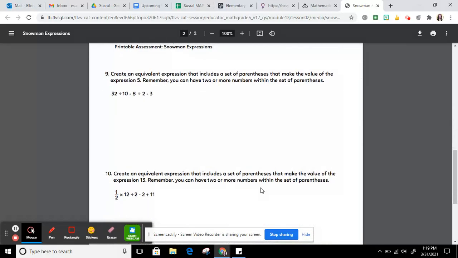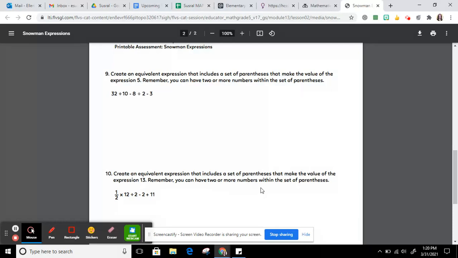And then 9 and 10, you are creating an equivalent expression that includes a set of parentheses that make the value of the expression 5. Remember, you can have 2 or more numbers within a set of parentheses. So for 9 and 10, you're doing the same thing. You're putting in parentheses around numbers to create the equivalent expression.